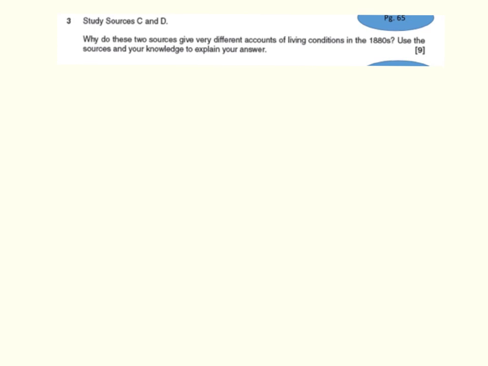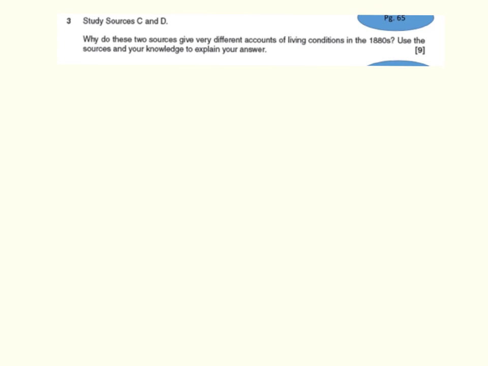So obviously a big part of that is where they're from. And it's asking about the living conditions. So why do they give two different accounts of the living conditions in the 1880s? Use the sources and your own knowledge to explain the answer. So this gives you a huge remit really to use your knowledge to show off, and it also allows you to use quite a lot of detail from sources. Now remember what we said, I don't expect you to just recite the sources as is because you're wasting a lot of your time. Use key bits of the sources and get the general gist of the source.